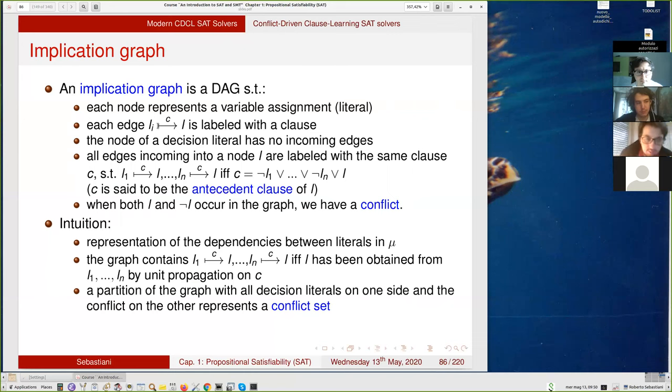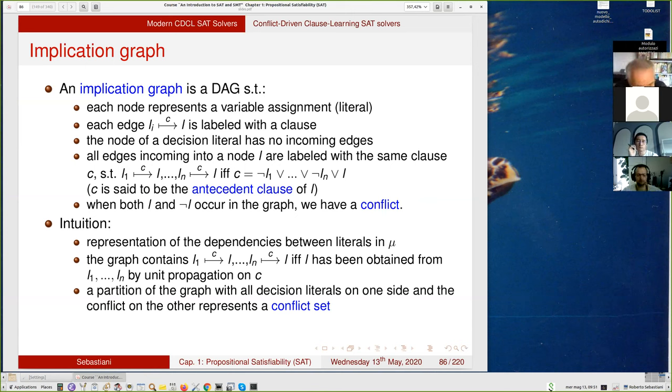Every edge of the graph is labeled with a clause; substantially, every edge means an implication, labeled with the clause causing it. When and only when a literal was assigned by a decision, the node has no incoming edge. A source node is a decision. Just let me show.